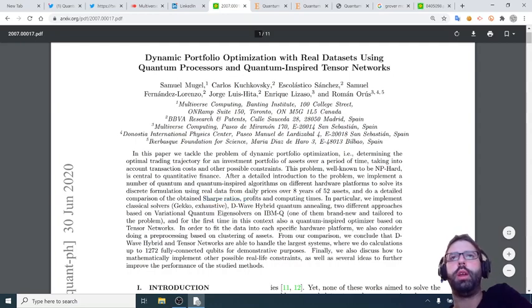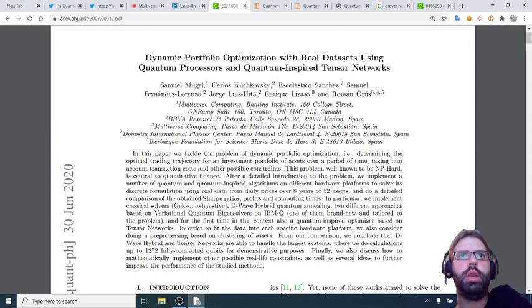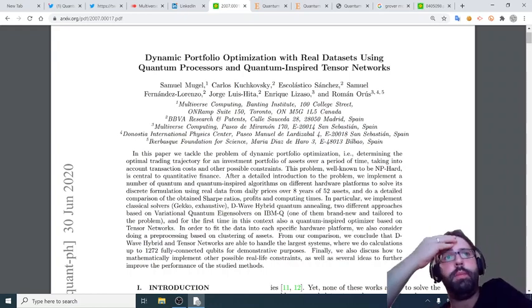Profits and computing times. In particular, we implement classical solvers, Gecko, exhaustive, D-Wave hybrid, quantum annealing, 2 different approaches based on variations of quantum eigensolvers on IBM Q, one of them brand new and tailored to the problem. Okay, interesting. So two different approaches based on VQE. I already know I'm going to learn something, so I'm liking this. And for the first time in this context, also a quantum-inspired optimizer based on tensor networks.